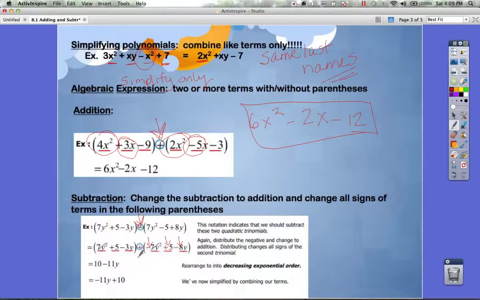And if you want to put it in descending order or decreasing exponential order, you would have negative 11y plus 10. Okay? So when you have a subtraction in between parentheses, change it to plus and change all the signs after it. And this little parenthesis right here stops that happening further. Okay, so it only goes to there and then it stops it. Okay, so if it's addition, you don't have to do that. You just combine like terms.